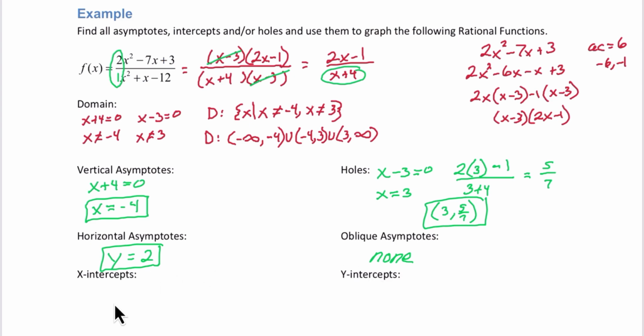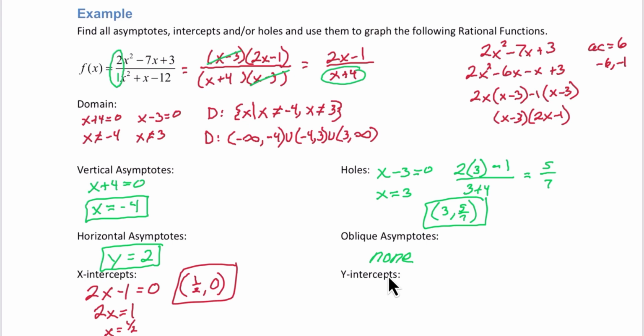To find x-intercepts, like always, we set y equal to 0. But since this is a rational function, we can actually take a shortcut. Instead of setting y equal to 0, we can look at the reduced fraction and set the numerator of the reduced fraction equal to 0. So 2x minus 1, set it equal to 0. We get 2x equals 1, or x equals 1/2. So the x-intercept is (1/2, 0).